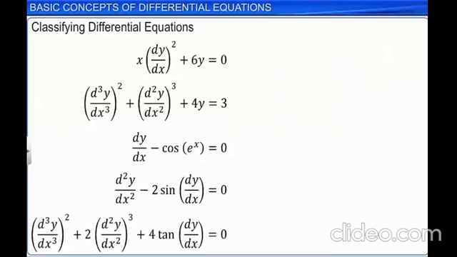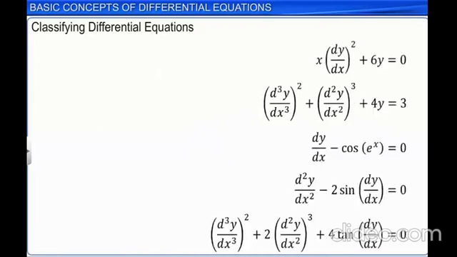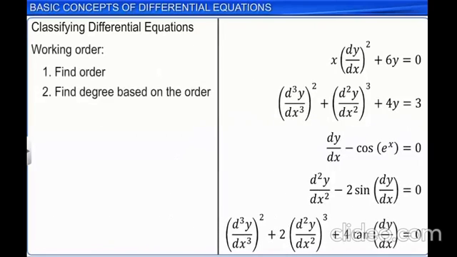There exist many types of differential equations. However, we can classify them based on some of their characteristics. While classifying a differential equation, we first find its order and then its degree. To find the degree, verify whether the differential equation is a polynomial differential equation.